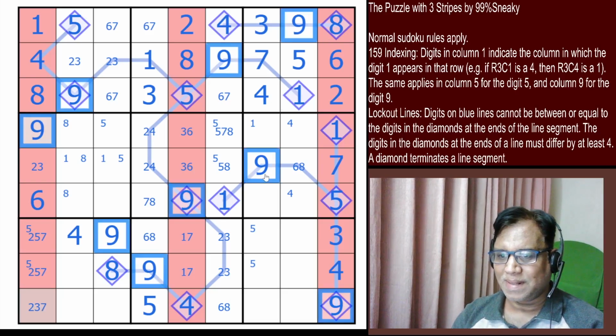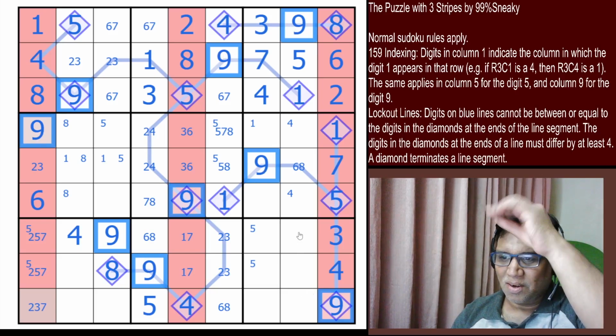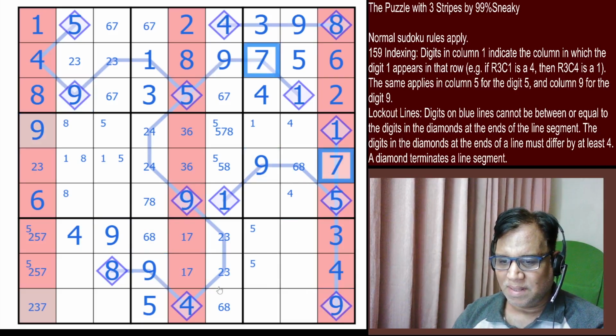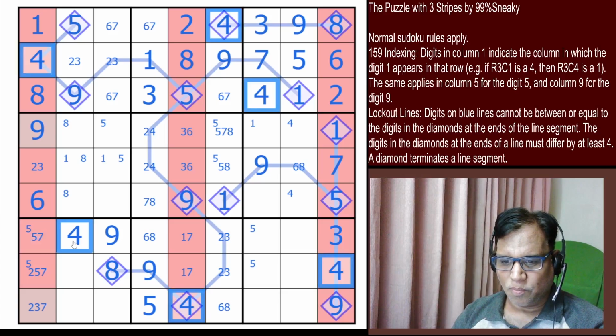Let's just double click and check. 9 9 9 9 9 9 9 9, right? We got all the 9s. Now just remove the pencil mark. 7 7. I hope I have removed all the pencil marks, right? 2 is not possible here, right? Because 4 we have already placed here. 4 is somewhere here. 4 is one of these two.